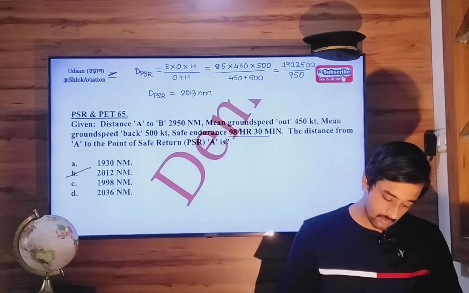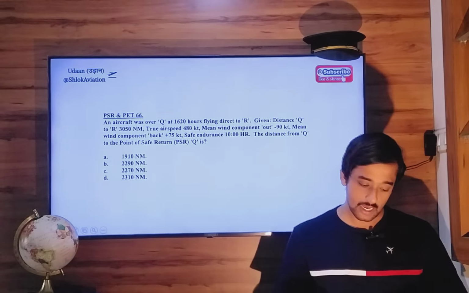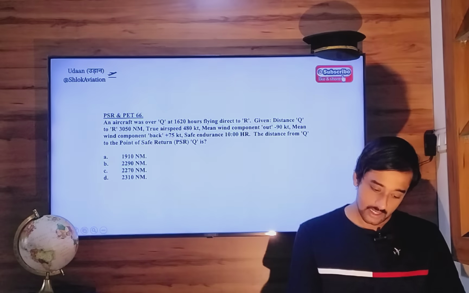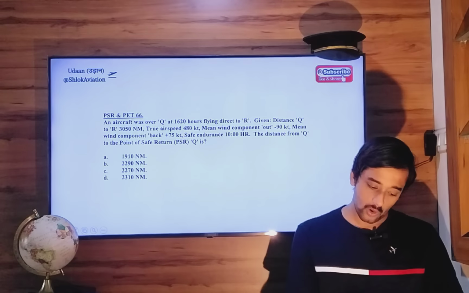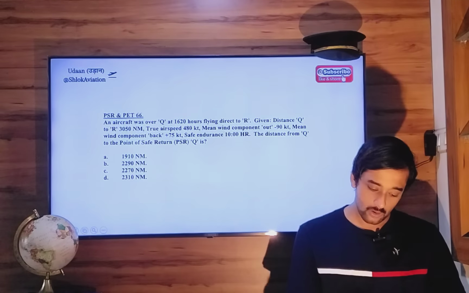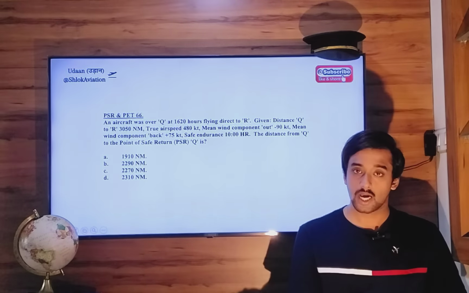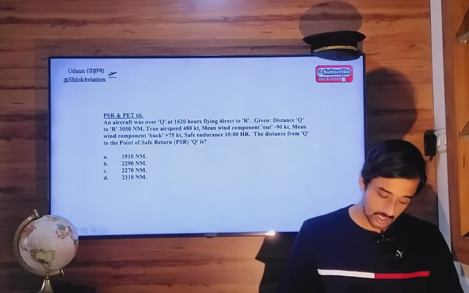2013 nautical miles. Next, aircraft was over Quebec at 1620 flying directly to R. Distance between them is 3050. True airspeed 480. Wind component outbound is minus 90. Homebound wind component is plus 75. Safe endurance 10 hours. The distance from Quebec to the point of safe return is what?